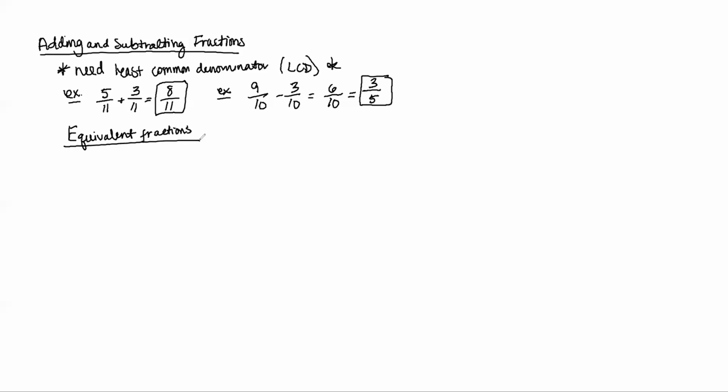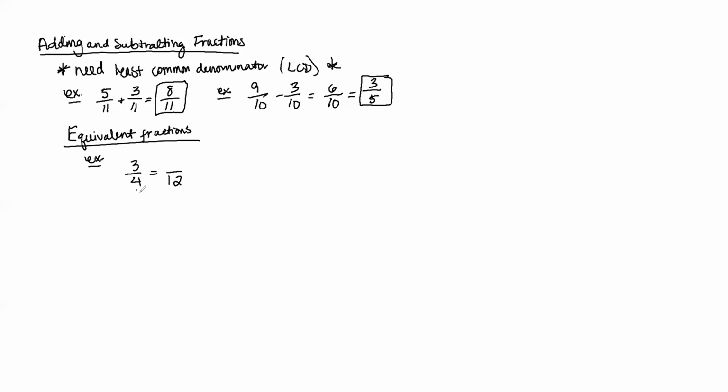So what equivalent fractions are: two fractions that have the same value, but they don't look the same. So let's say we have 3/4, and I want a denominator of 12. Then the idea behind this is that in order for them to be equivalent, what I do to the top, I have to do to the bottom, and vice versa.